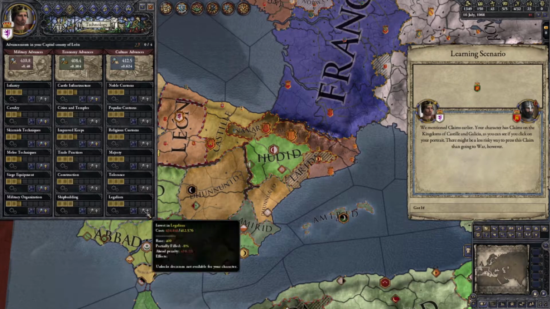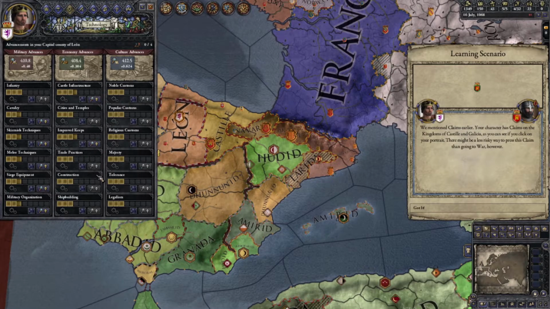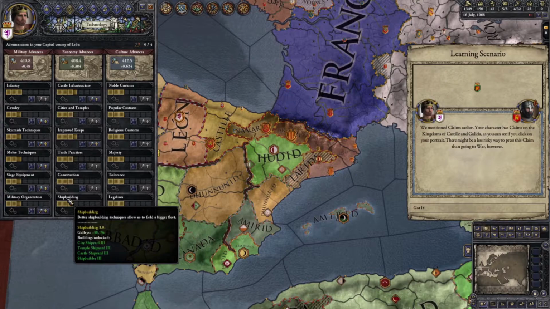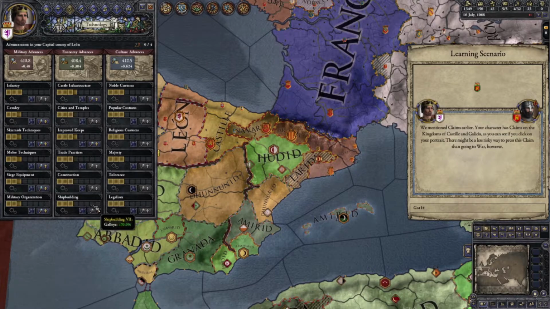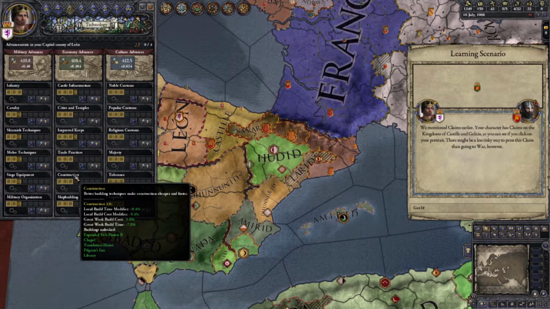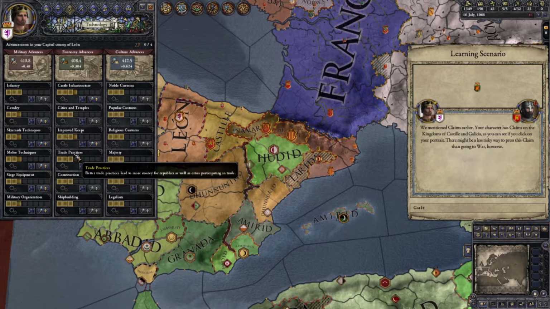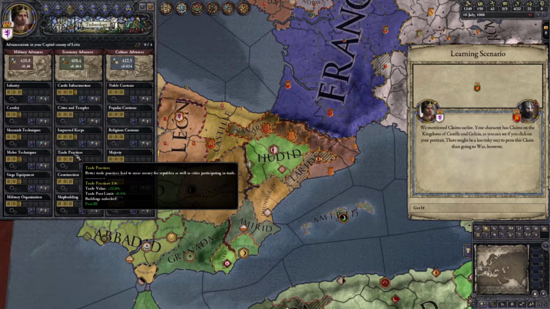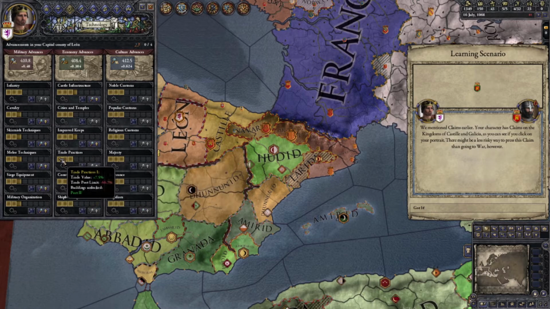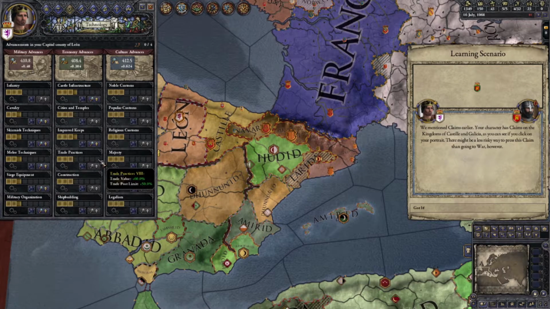Now it said that they gave us enough points for some other stuff. Oh well. Alright, well, let's see. Then in economy, shipbuilding. Better shipbuilding techniques allow us to build a better fleet. Bigger fleet, even. Yes. Construction. Better building techniques make construction cheaper and faster. Excellent. Trade practices. Better trade practices lead to more money for republics, as well as cities participating in trade. Ooh, I like the sound of that. A little out of our reach right now, though.